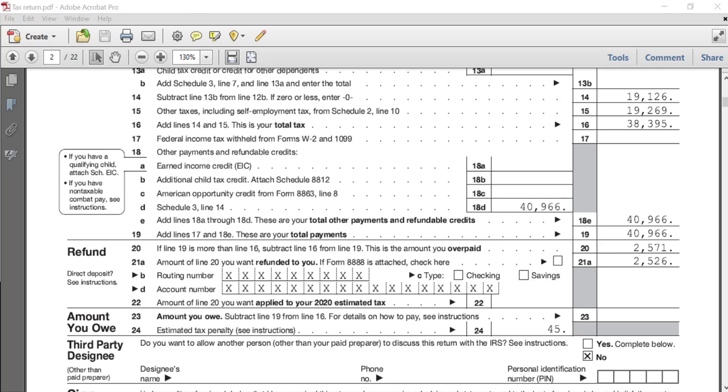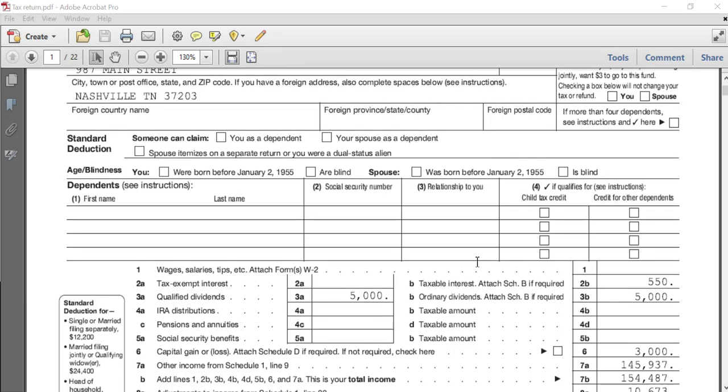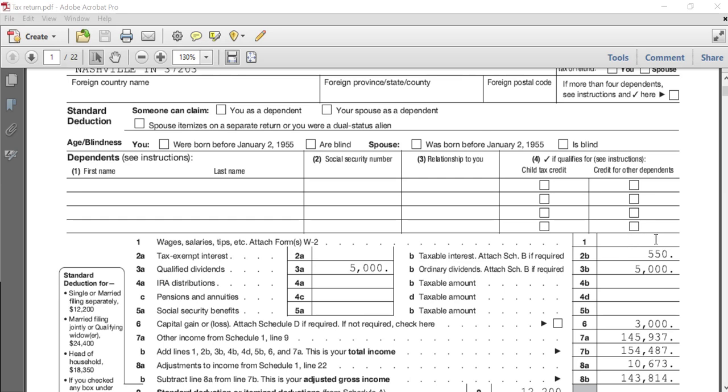So that is it. I know I said it's basic, and it's not the most basic. The most basic return would just be a W-2 right here, but I think most people can plug that into TurboTax or whatever, and there's not really much you need to know about that. But this kind of gives you an idea without getting too complicated.